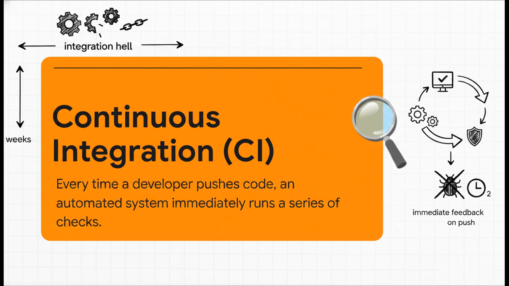Okay, first up is CI, or continuous integration. See, in the old days, developers would go off and code by themselves for weeks. And when they finally tried to merge all that code together, it was total chaos. They literally called it integration hell. CI totally fixes this. Now, every single time you push code, an automated system grabs it, builds it, and tests it right then and there.